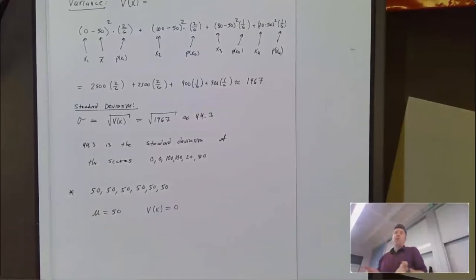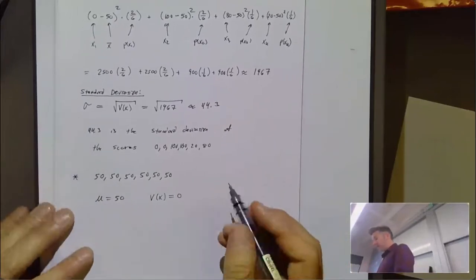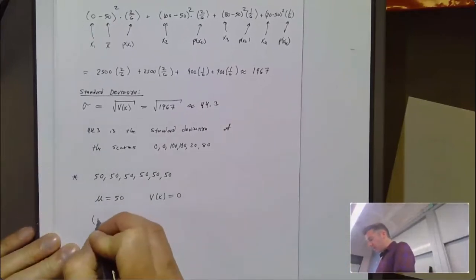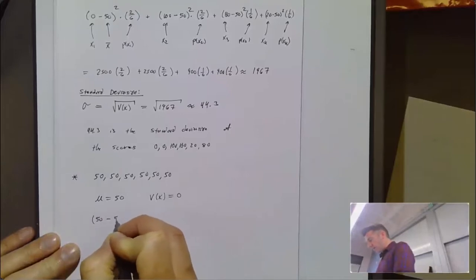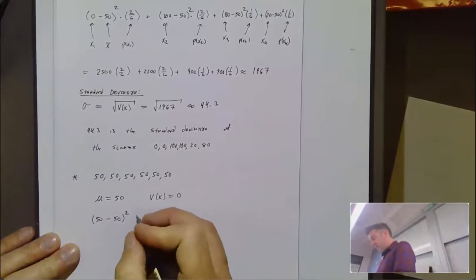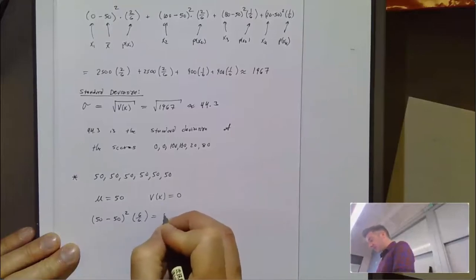There is no variance from the mean. Everyone literally got the same score. There is no deviation whatsoever. We could also calculate it. It feels kind of silly, but it's your score minus the mean, squared, times the probability of getting that score, which is 6 out of 6. Well, that's a big old 0.